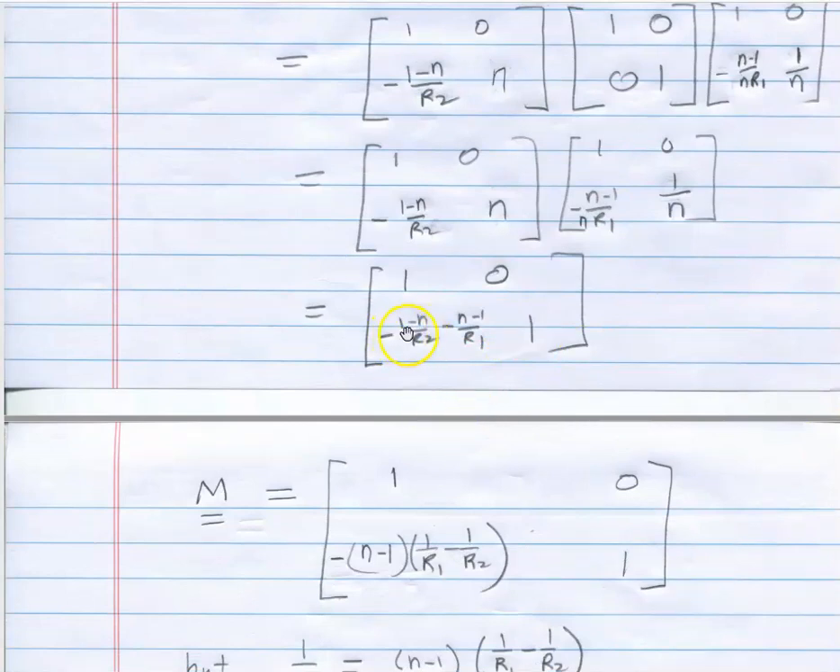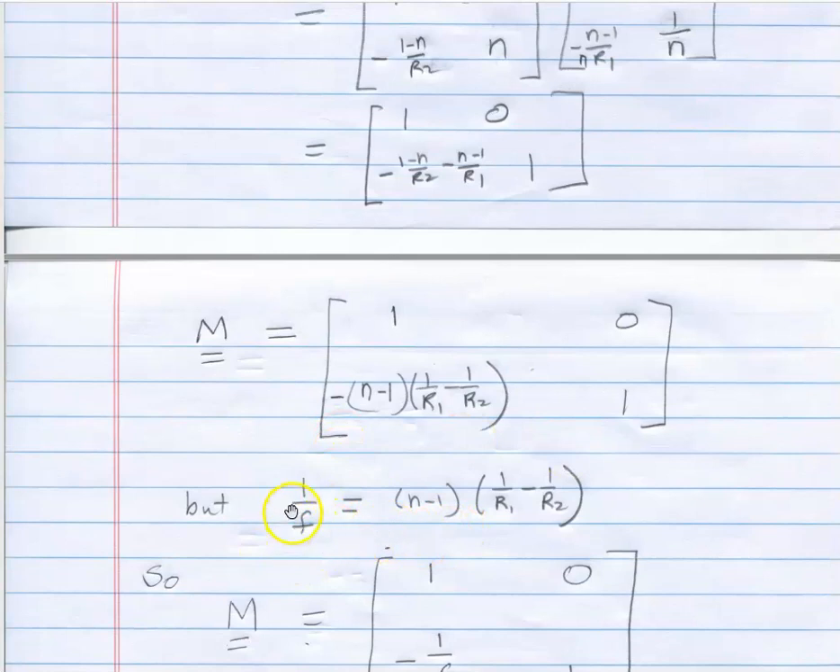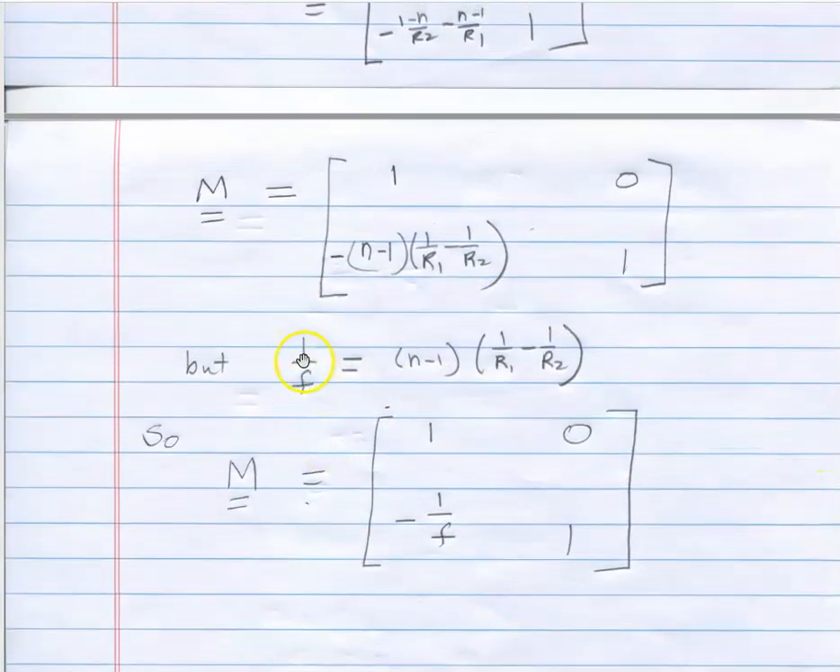What I did was pull out n minus 1, or a minus (n minus 1), so I pull out a minus sign on all of this, and then an n minus 1, and that flips this one to be a minus 1 over R2. But if you remember, the Lensmaker formula says that 1 over the focal length of a thin lens is (n minus 1) times (1 over R1 minus 1 over R2). And so this quantity here is nothing more than 1 over f. So for the thin lens, we get a particularly simple expression, namely that the transfer matrix is just 1, 0, minus 1 over the focal length of the thin lens, and a 1 here.